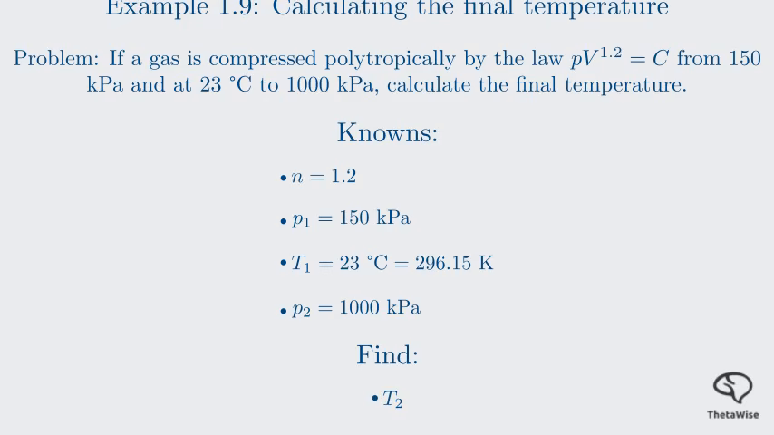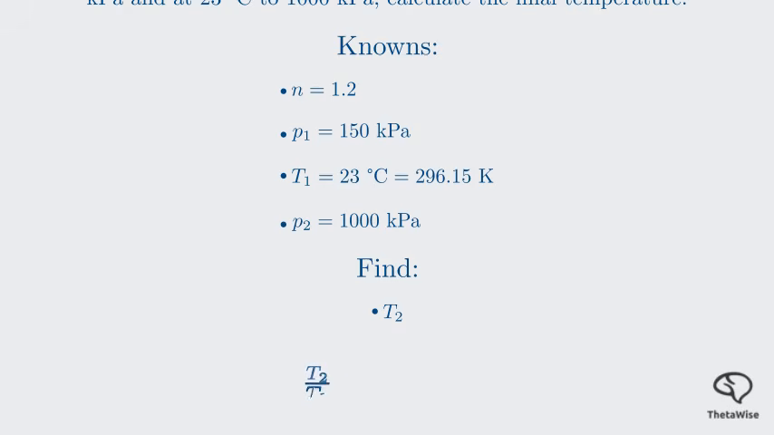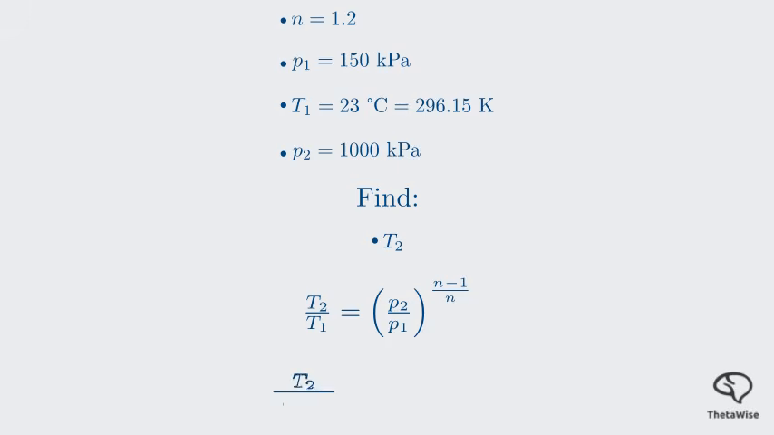We'll use the state relationship that connects pressure and temperature. The formula is T2 over T1 equals P2 over P1, raised to the power of (n minus 1) over n. Let's substitute our known values into this equation. T2 divided by 296.15 equals 1,000 divided by 150, raised to the power of (1.2 minus 1) over 1.2.